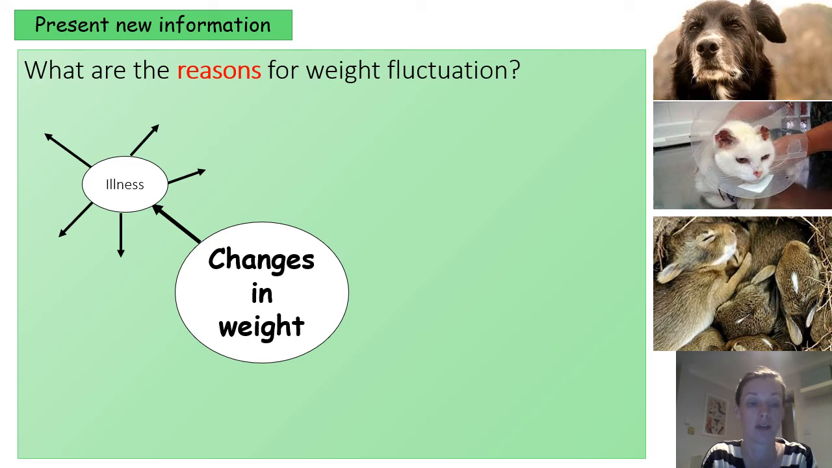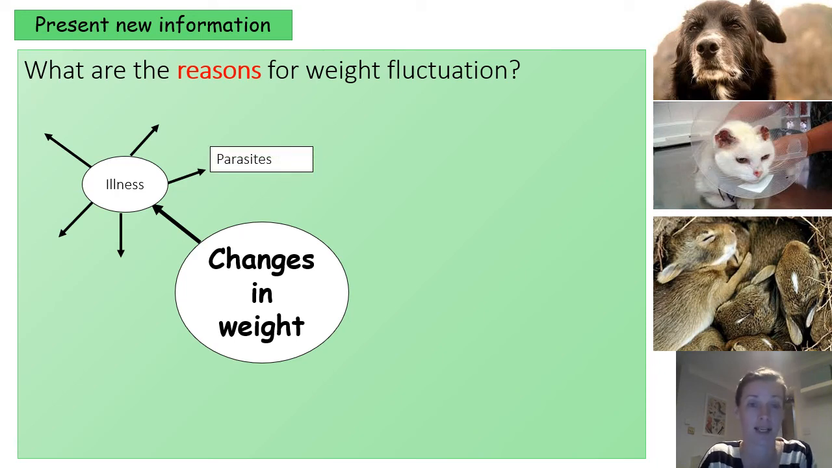So when you're doing your mind map later on, what I'd like you to do is think about what are the different illnesses and which ones might cause weight gain and which ones might cause weight loss, what are the reasons why. So we're going to look specifically at parasites here as an example so that you can use that to help get you on the right lines for completing the rest of this task.